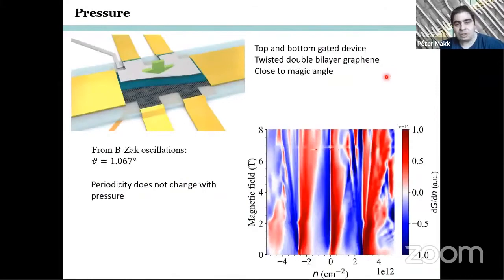So the structure which we have looked at is a twisted double bilayer graphene. This was fabricated at ETH Zurich. What you see is that this is a top and bottom gated device in a Hall bar kind of structure. And from Brown-Zak oscillations and magnetoconductance measurements, you can get that this was really around 1.06 degrees, as I said before.